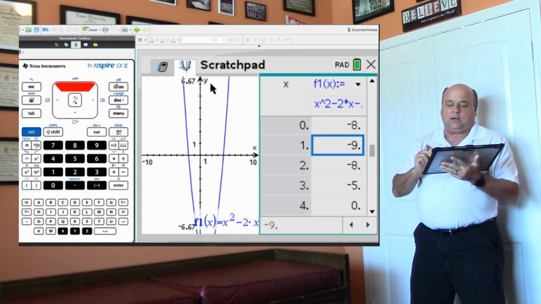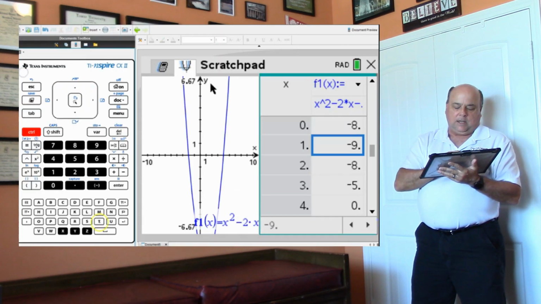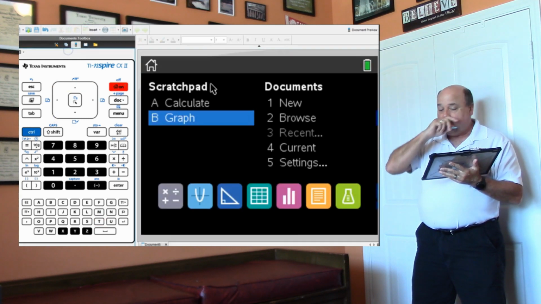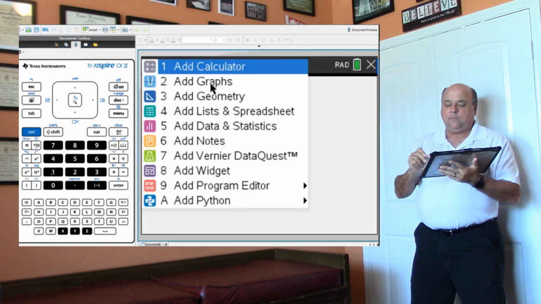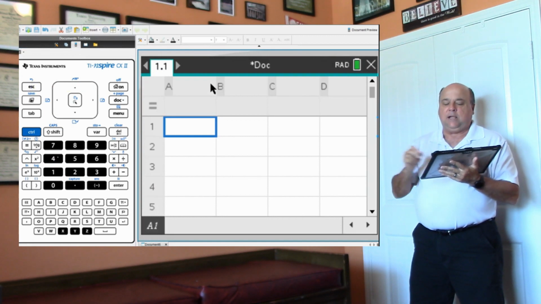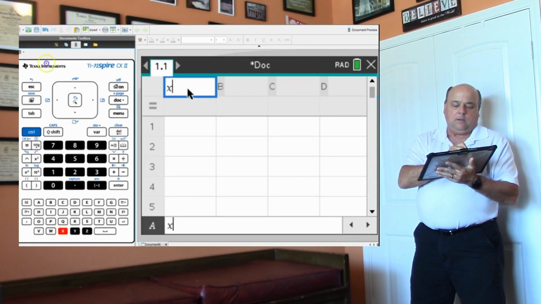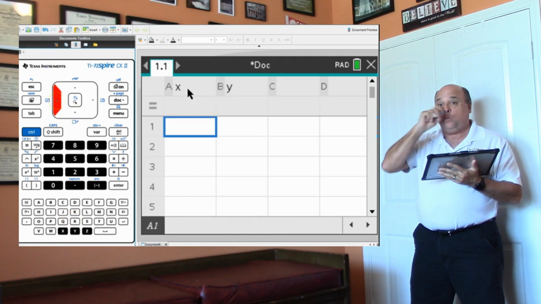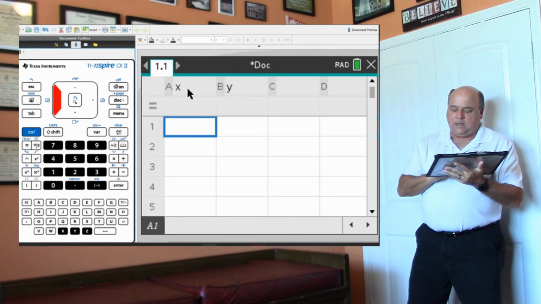So let's go to our calculator. I'm going to hit Control-T and then Home. I'm going to click 1 for New. I'm going to click 4 for Spreadsheet. And then I'm going to put X at the top and Y at the top. Remember, your A and B have to have X and Y up there. Now then, I'm going to put the numbers in.